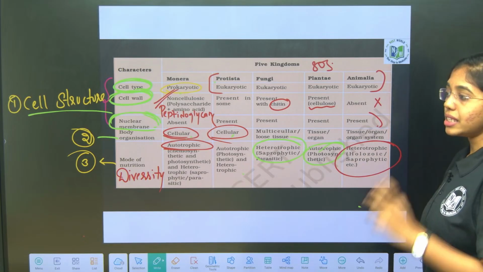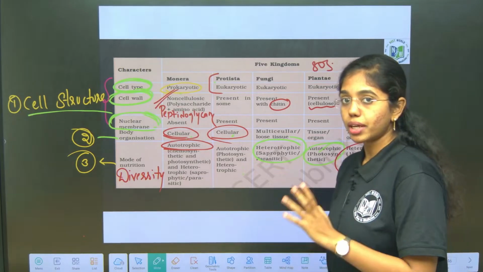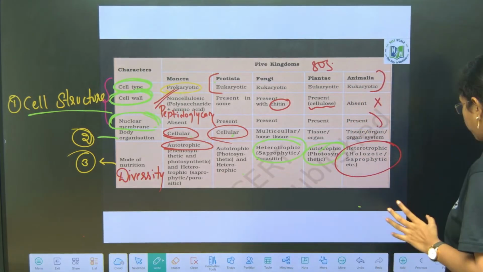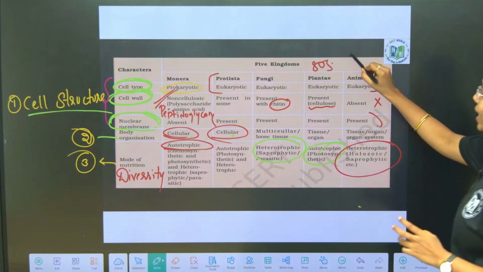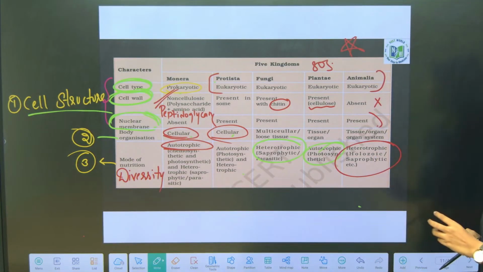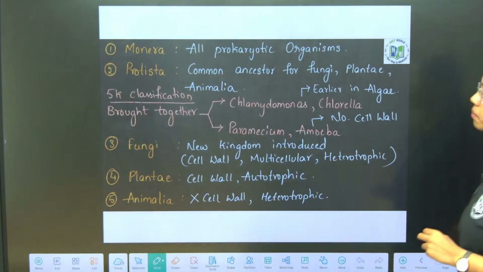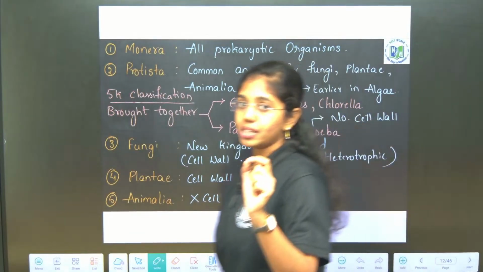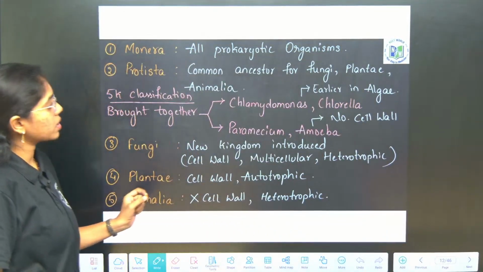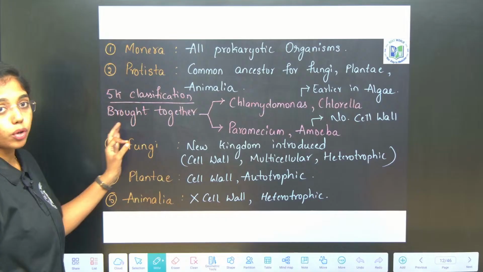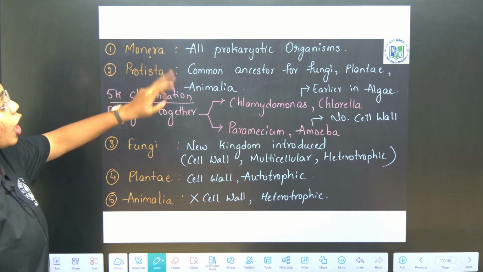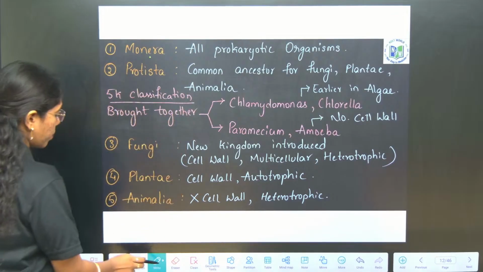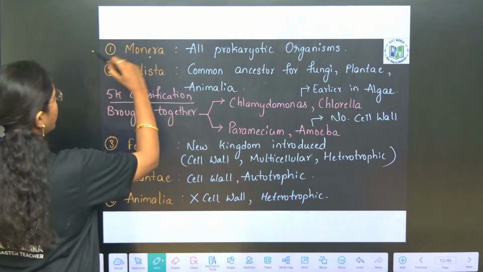Clear? In this table, if you have any doubts, you can drop a message in the chat box. This table is very important. You will get direct questions from this table, so just fix it in your mind. Here are the key takeaways which we have already discussed, a comparison between the 2 kingdom and 5 kingdom systems. In Monera, all prokaryotic organisms were placed. This is clear to us.